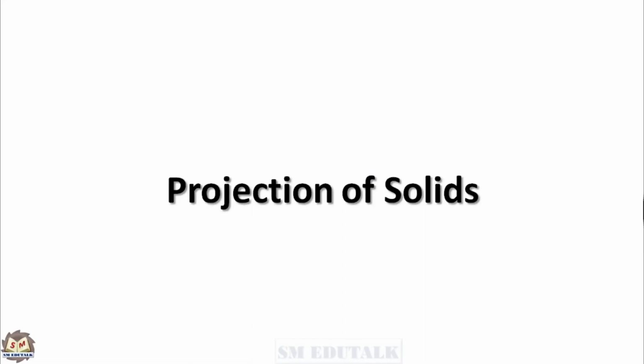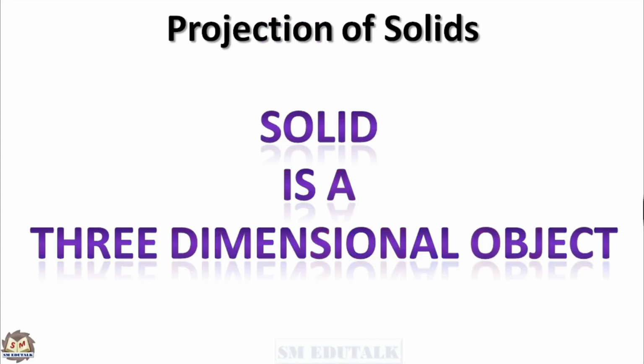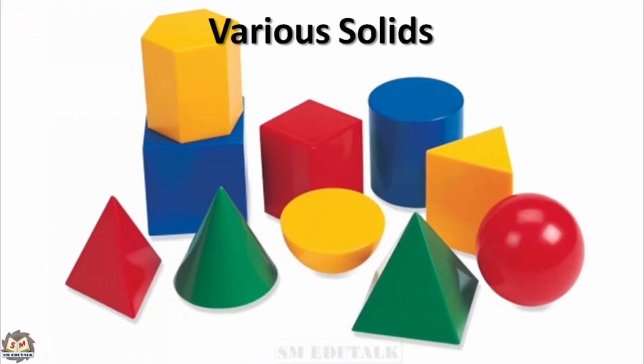In this video, we are going to see projection of solids. First, what is a solid? Solid is a three-dimensional object. That is, it is an object having three dimensions such as length, width and thickness. Whatever you see in real life are nothing but solids, except very few. There are various types of solids such as hexagonal prism, triangular pyramid, cone, rectangular prism, square prism, cylinder, triangular prism, sphere, square pyramid, hemisphere, etc.